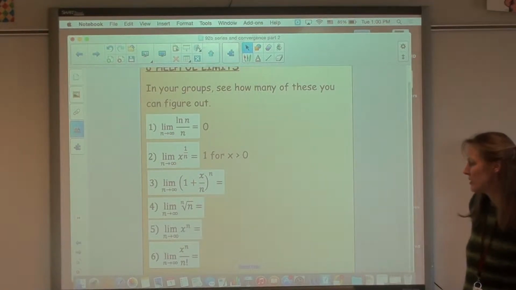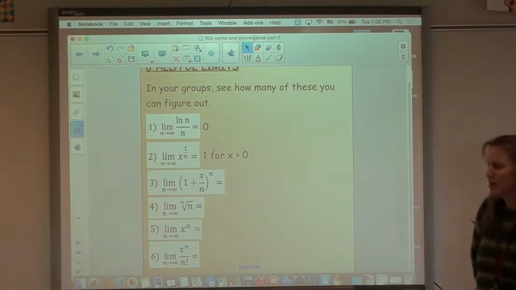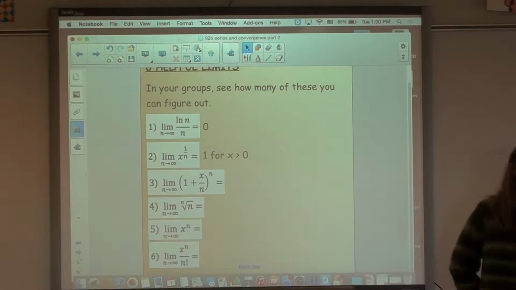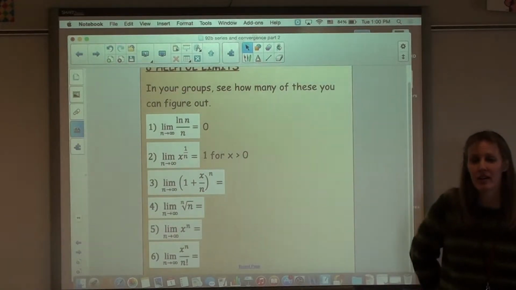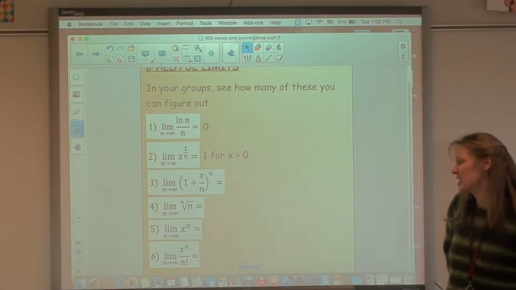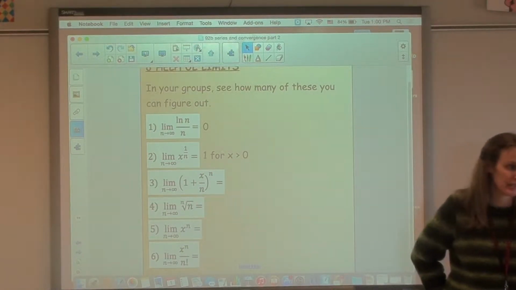All right, I'm going to jump down to number 6. Tell me a method that you could use for number 6. Comparable growth rates, right? Because L'Hopital doesn't work for 6. Why can't you L'Hopital 6? It is something over something, and it is infinity over infinity. But that's okay. Tell me where you would get stuck if you were using L'Hopital on 6.